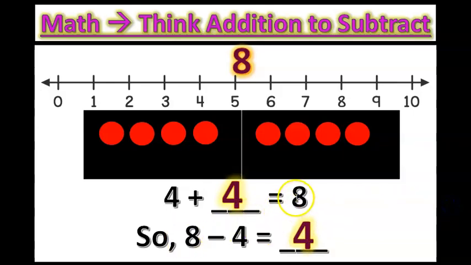Now look, 8 is already in front. This 4 is already here. Therefore, this purple 4 has to come here. Now let's read it together. Here we go. 8 minus 4 equals 4. Let's read it again. 8 minus 4 equals 4. Now, boys and girls, our equations are complete now.